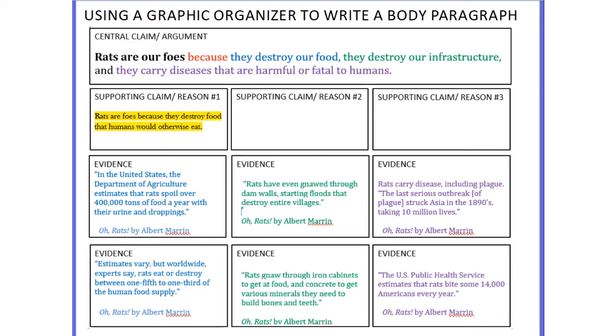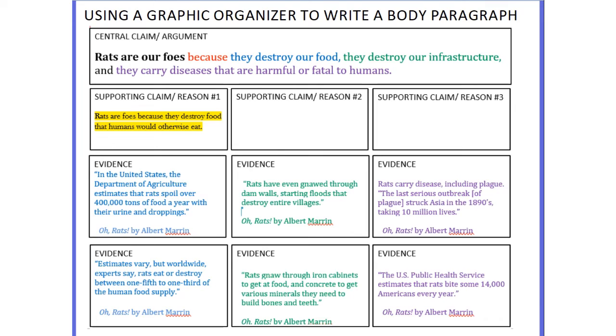So my evidence for that is in the United States, the Department of Agriculture estimates that rats spoil over 400,000 tons of food a year with their urine and droppings. And then the second evidence is estimates vary, but worldwide experts say rats eat or destroy between 1/5 to 1/3 of the human food supply.